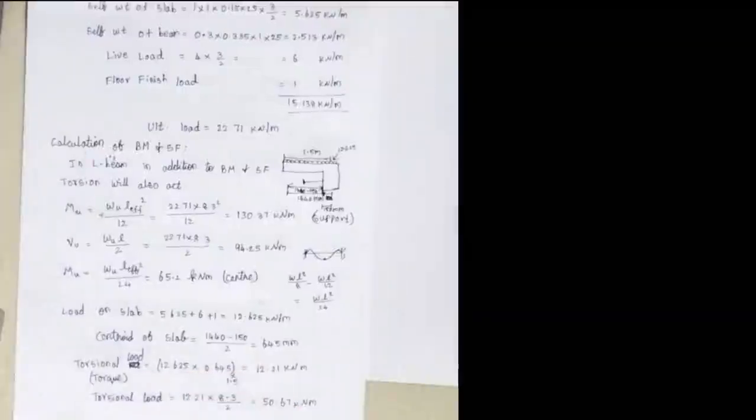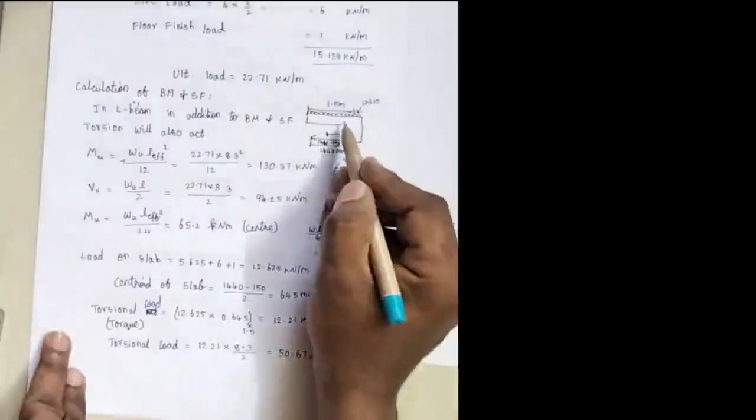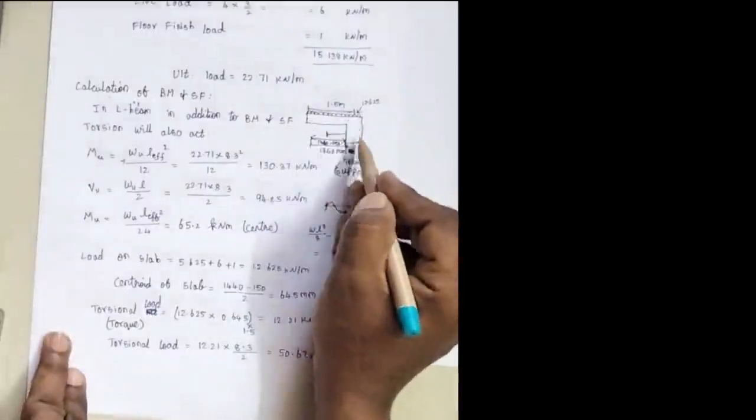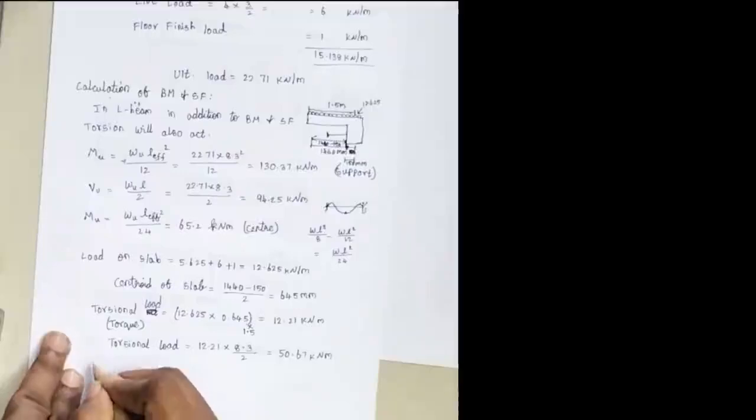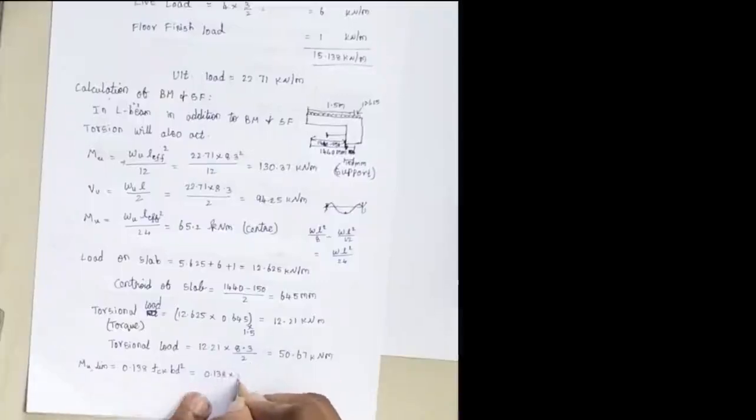So I am going to check my condition, whether the neutral axis is going to be in the flange or in the web. In order to calculate that, I need to calculate the MU limit value. Since it is M20 and Fe415, you know the formula: 0.138 FCK BD square. Substituting, FCK is 20, B is 300 and D square is 310 square.